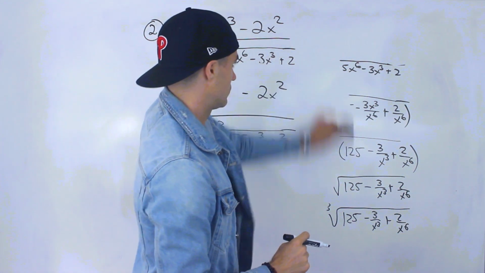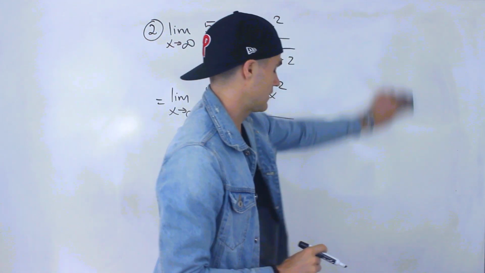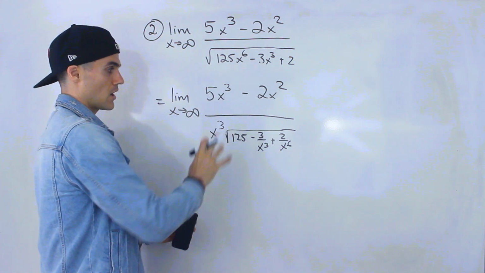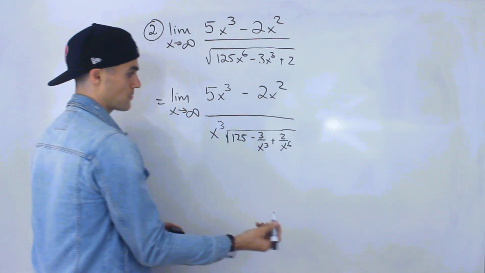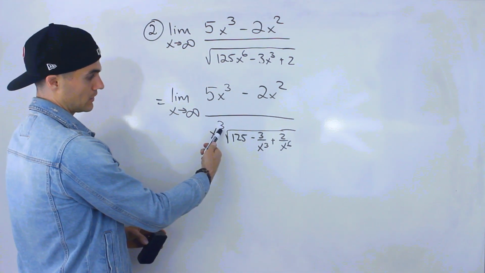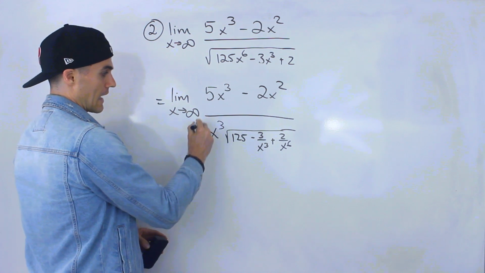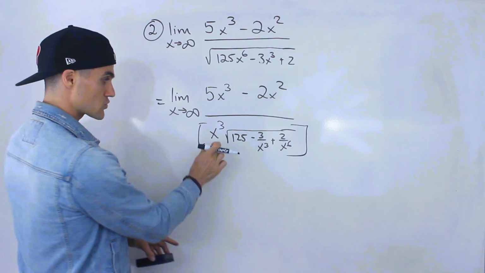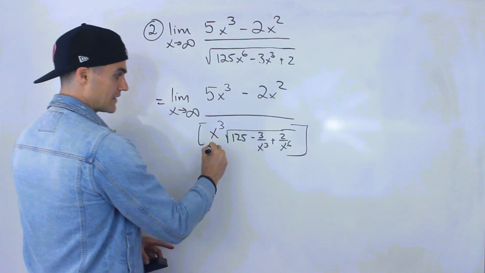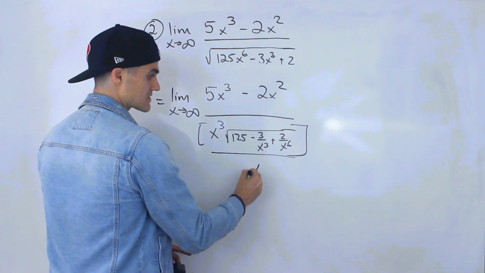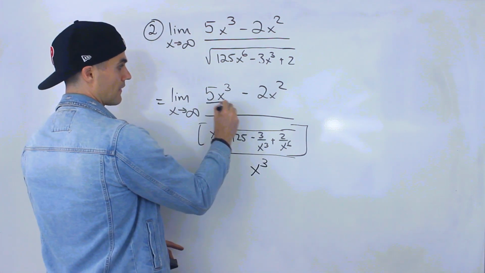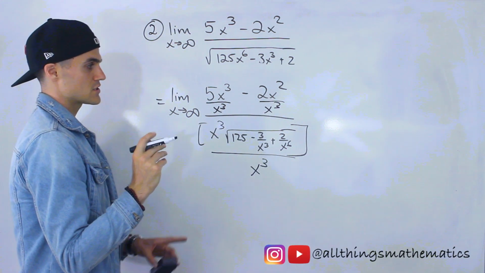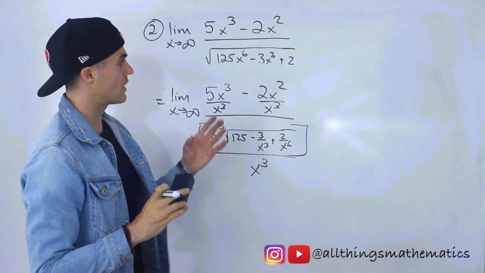And now we can divide everything in the numerator and the denominator by x to the power of the highest exponent. And x to the power of the highest exponent in this case is x to the power of 3. Now this here is one whole expression because we're multiplying these two things. So we're going to divide that whole expression by x to the power of 3. And then we're going to divide this by x to the power of 3 and then this by x to the power of 3.